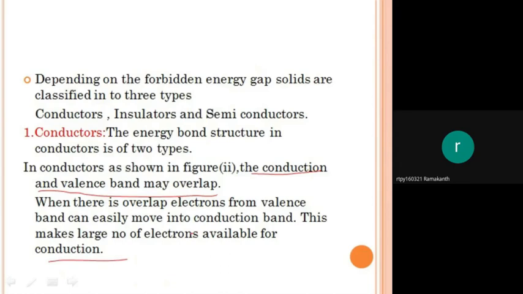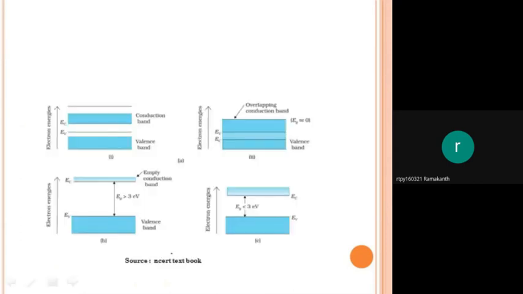Okay. So in some conductors, valency band and conduction band overlap, so electrons can easily jump from valency band to conduction band. The electrons which are present in the conduction band are known as free electrons. Okay, so they are ready to conduct. Now, this is the energy band diagram, and here this is for conductors.